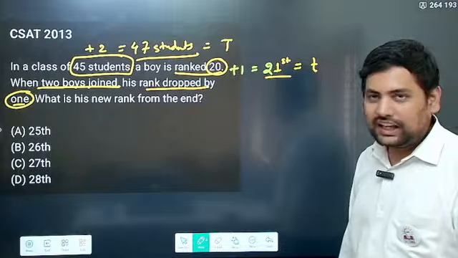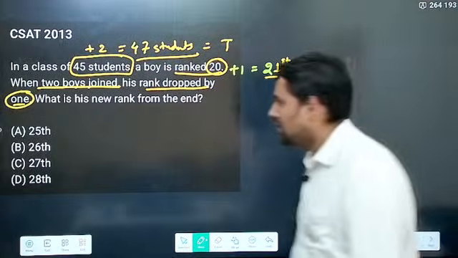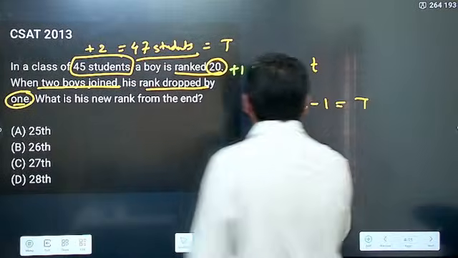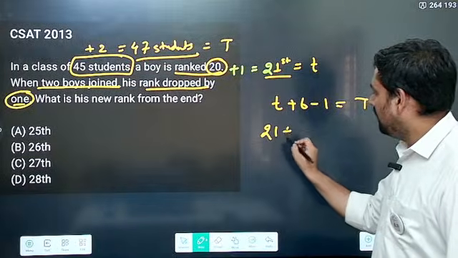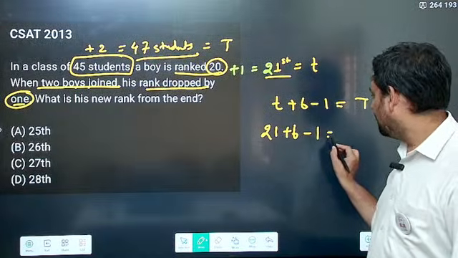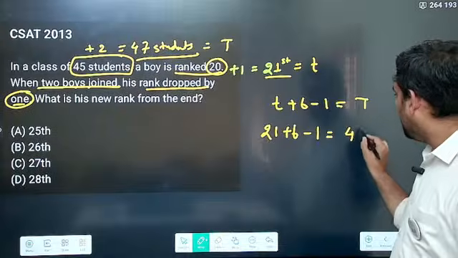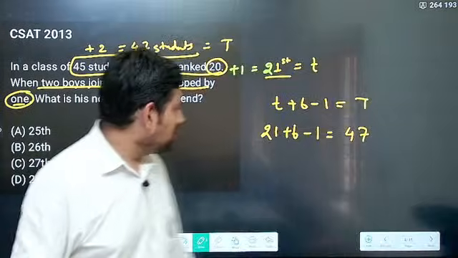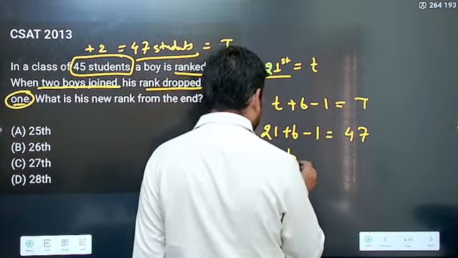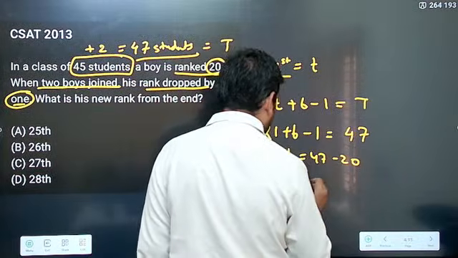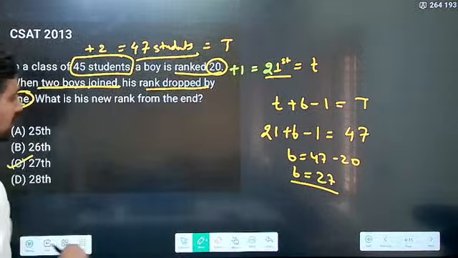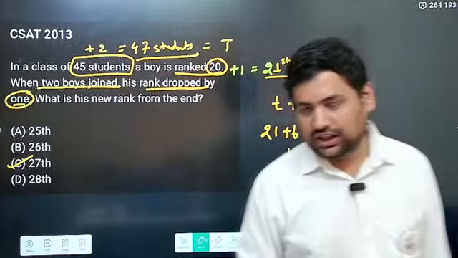Again, you have to use the same formula for the boy, that is top plus bottom minus 1 is equal to total. What is his rank from the top? 21. Bottom I don't know, that I'm trying to find, bottom or end I don't know. And then total number of people is what? Now 47. So this becomes what? 21 minus 1 is 20. 20 if you send there, so it becomes B is equal to 47 minus 20 is equal to 27. So from the end, his rank is 27.